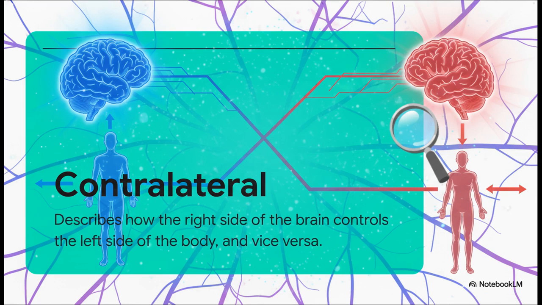It's a fancy term, but all it really means is opposite side. It's simple, really. The right half of your brain is the puppet master for the left side of your body. And your left brain? It's pulling the strings for the right side of your body. It's a completely cross-wired system, and it's absolutely crucial for this case.